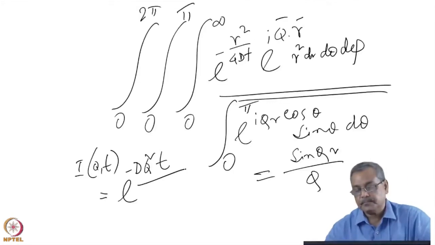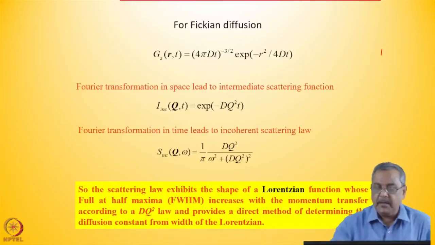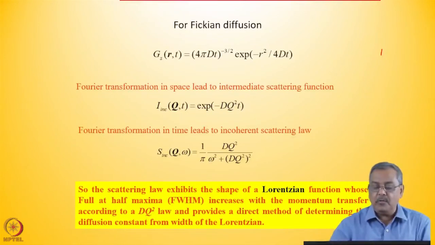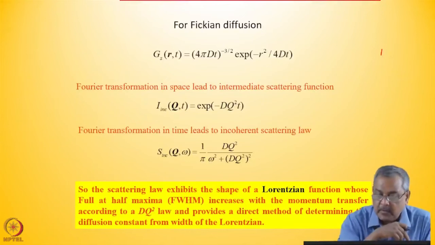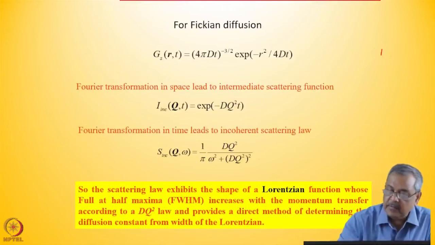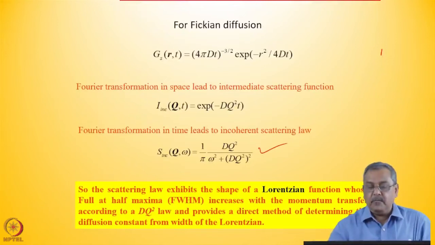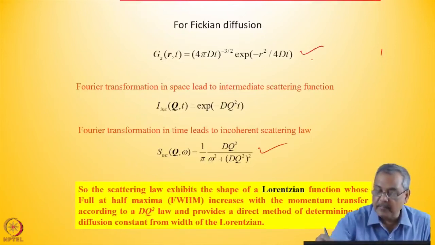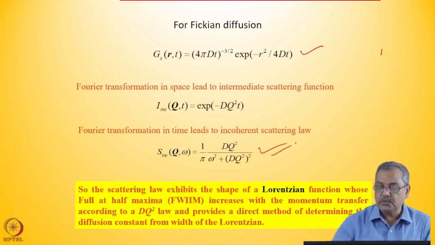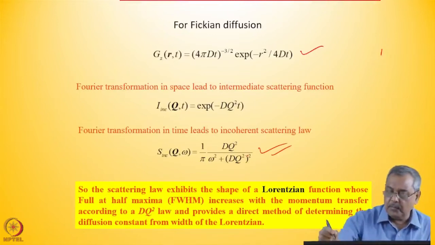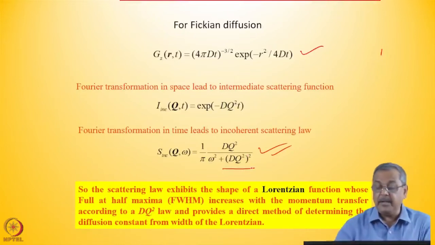Now for the D q square t, you need one more Fourier transform and you get S incoherent (q, omega). This is a Lorentzian. So the scattering law for the self-correlation function starting from here shows a Lorentzian, whose width, full width at half maximum, is dictated by D q square.